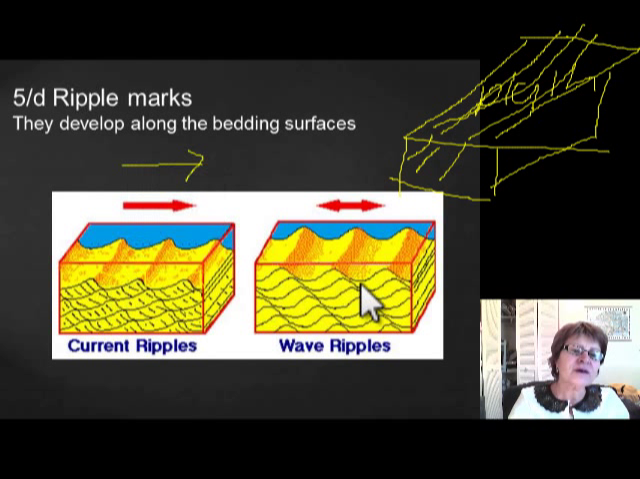On the other hand, if you are on the beach, then remember the tide is coming back and forth, waves are coming back and forth. So therefore, you will see wave ripples. That means that the crest is in the middle and both sides are about the same distance, right here, right here. So you can have current ripples or wave ripples.